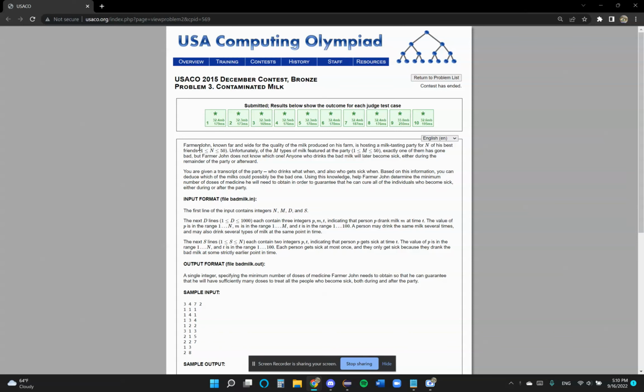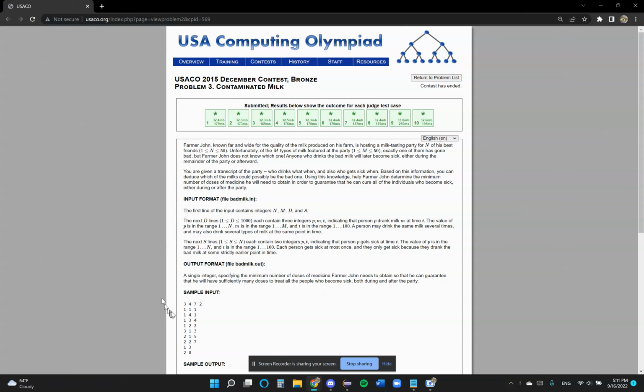So I'm going to be solving the USACO 2015 December contest bronze problem 3, Contaminated Milk. What we see here is that Farmer John has some N friends and M types of milk featured at the party, and exactly one of them is contaminated. We're going to see which of them are possibly contaminated and what the maximum amount of people that could have been contaminated are.